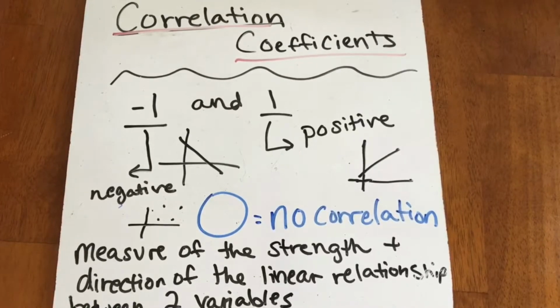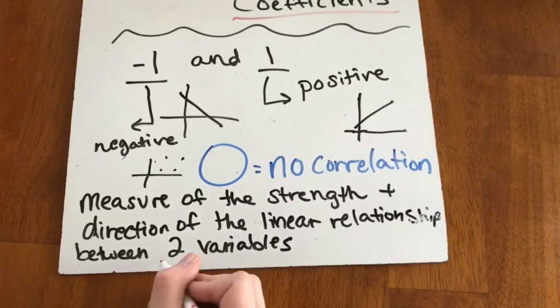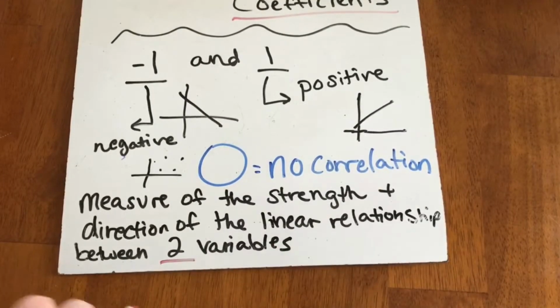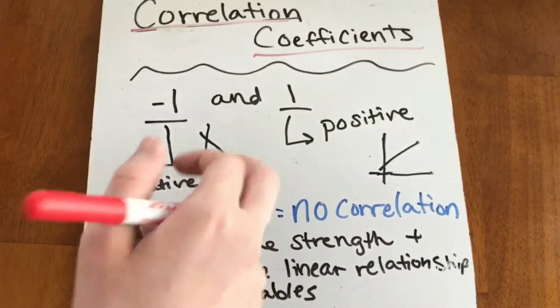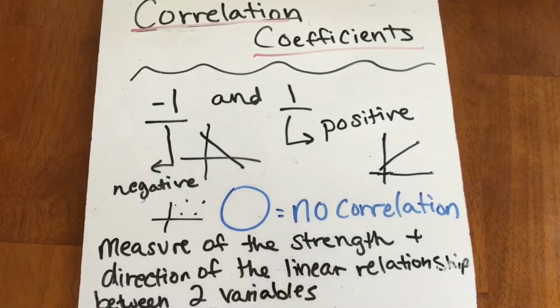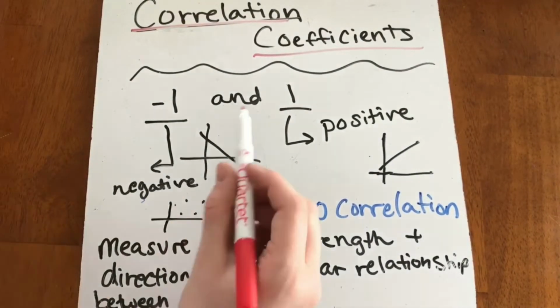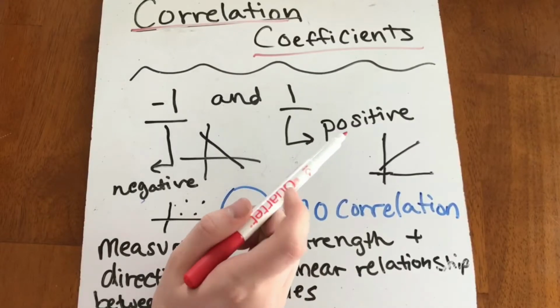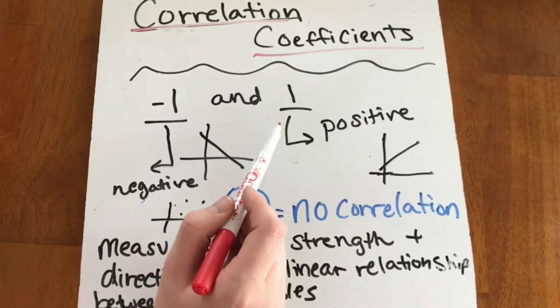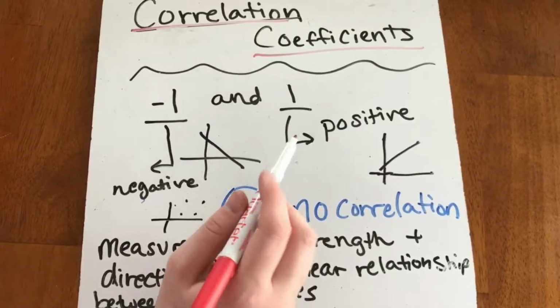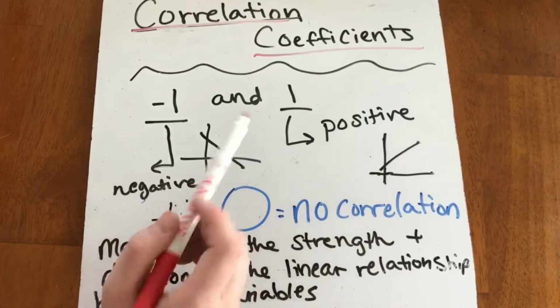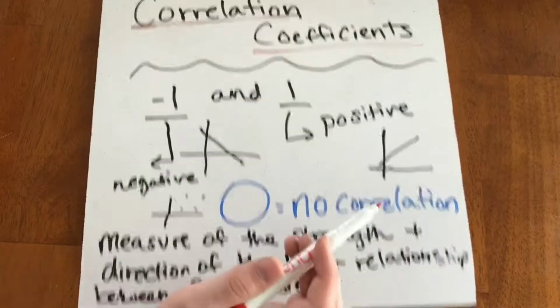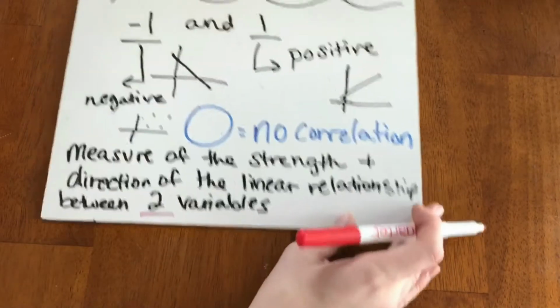Correlation coefficients basically are used to show the measure of the strength and direction of the linear relationship between two variables, or you can say 2 points. So the correlation coefficient is always given between -1 and +1. +1 is a perfect correlation in the positive direction. -1 is a perfect correlation in the negative direction, meaning this is sort of what it would look like.